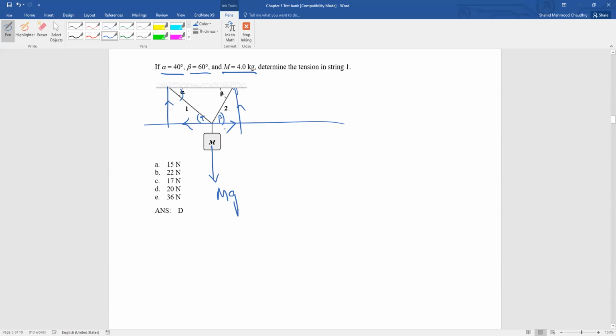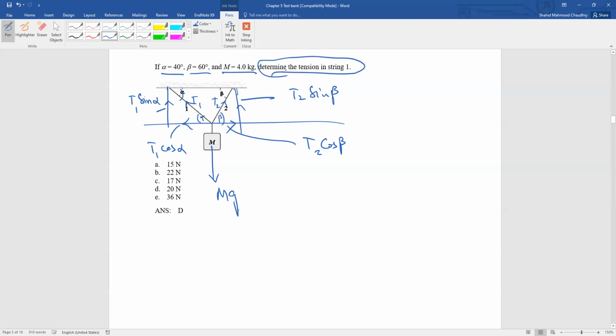Now write the equations. So this is T1 and this is T2. This component will be T2 sine of beta, and this component will be T2 cos of beta. This component will be T1 cos of alpha, and this component will be T1 sine of alpha. Now the components are clear. Now you can write the equation. What we have to determine? We have to determine the tension in the string T1.